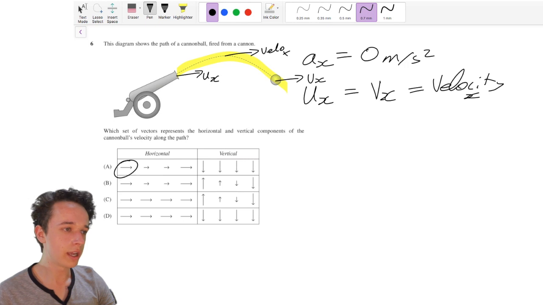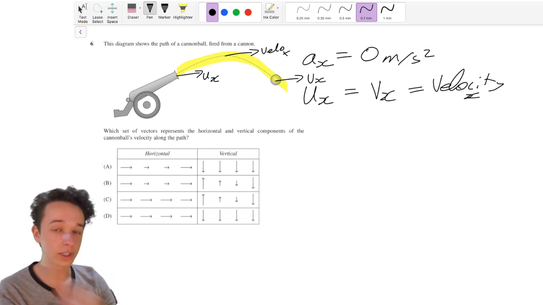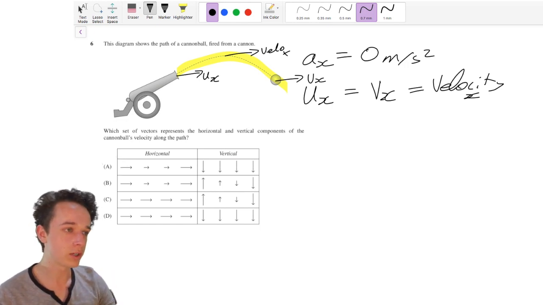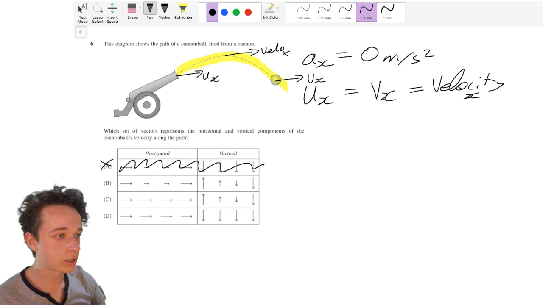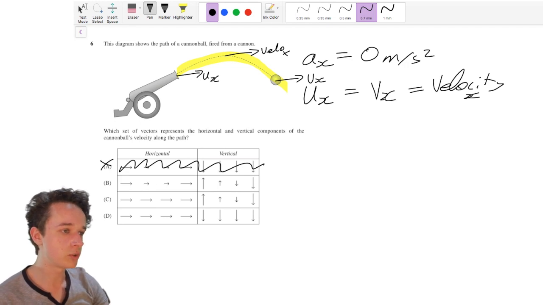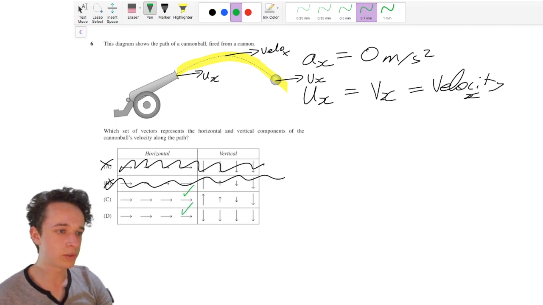So the fact that the length of these vectors is changing indicates that this option is saying that the velocity in the x component is changing, so we can rule option A out because we know that the velocity in the x component is constant. This one is also changing, so we can rule option B out. C is not changing, so that's good. And D is also not changing, so that's good. So it's between either C or D.